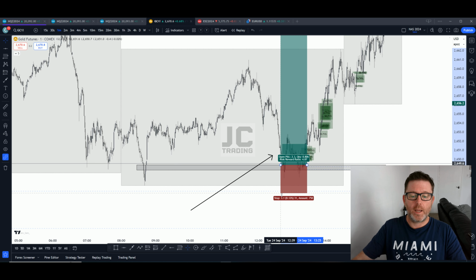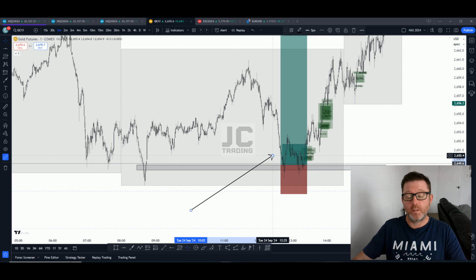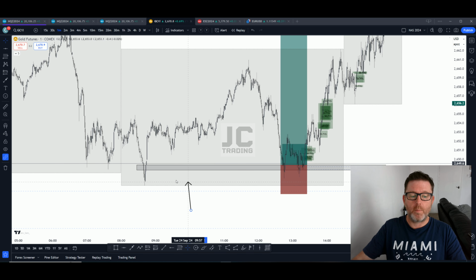So what we do is we allow a small buffer around that, so that if that does happen, in this instance it didn't, well, technically you had a sweep of the tap in, but sometimes it will come all the way back down to this low. So if it does that, I'm still in the trade. So that's what we're looking for to get into a trade.